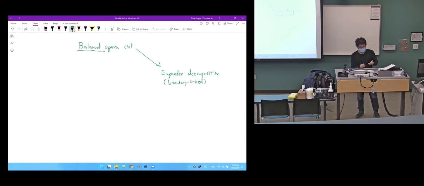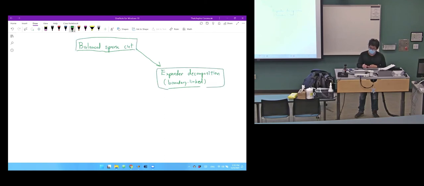I showed how to get boundary linked decomposition, and I just showed the existence, and that's kind of enough, because once you show the existence, you can get a slightly worse one using an approximation algorithm. So you can try to convince yourself that if you have a linear time algorithm for this one, you can get a linear time algorithm for this one too.